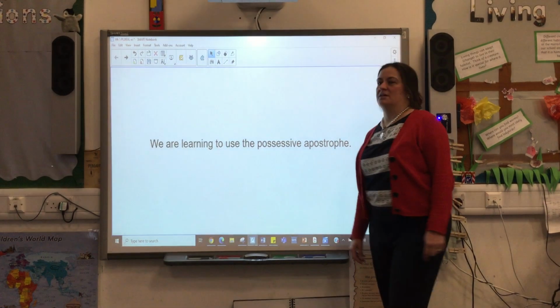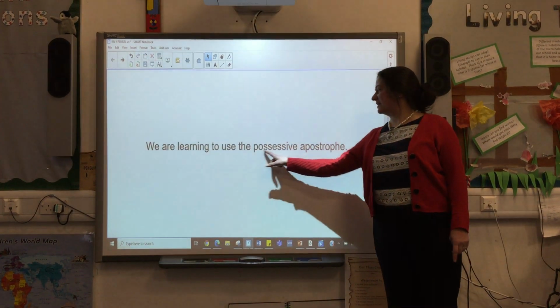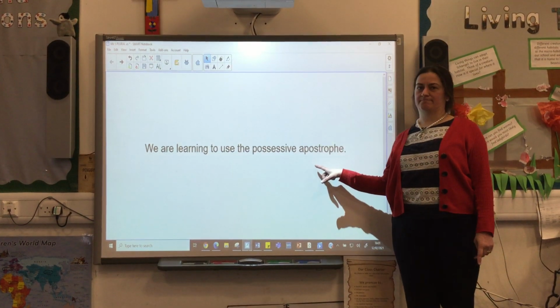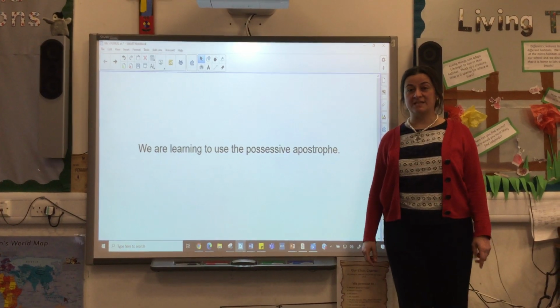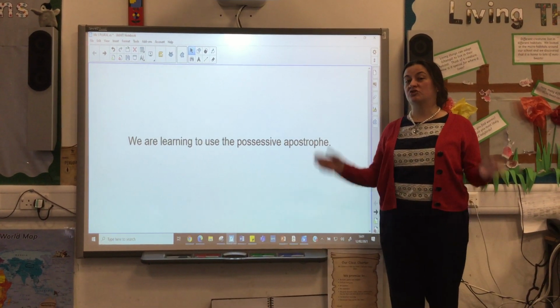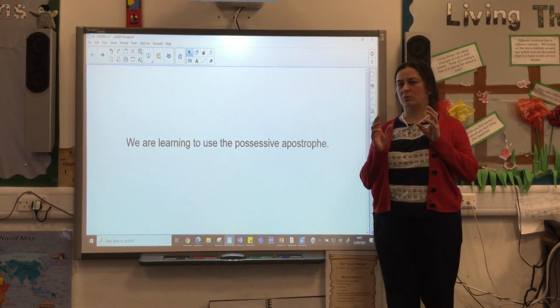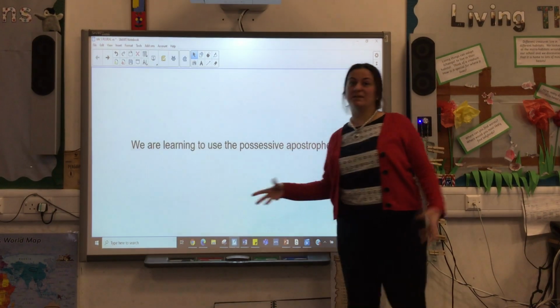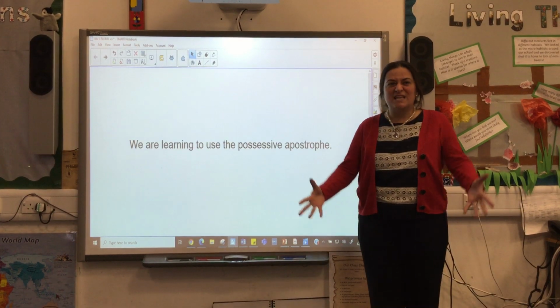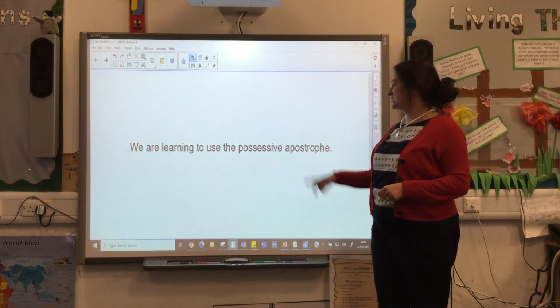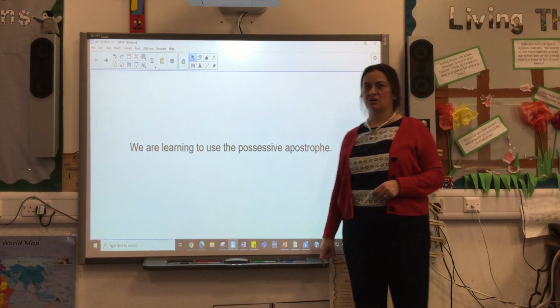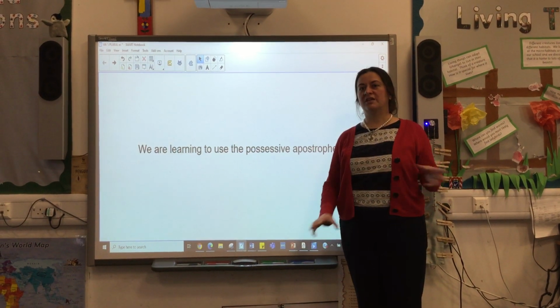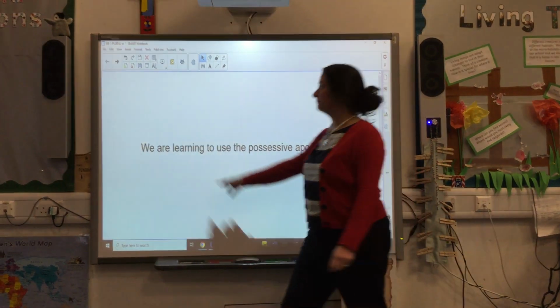Right. These words are possessive apostrophe. Well, you know what an apostrophe is from when we were practicing our contractions, when we had bits of our words missing and we were joining words together. And possessive means belonging. Think about possessions, things you have. So a possessive apostrophe shows what things belong to whom.